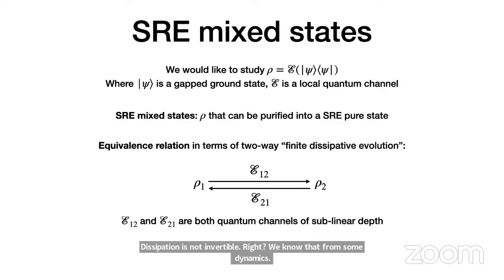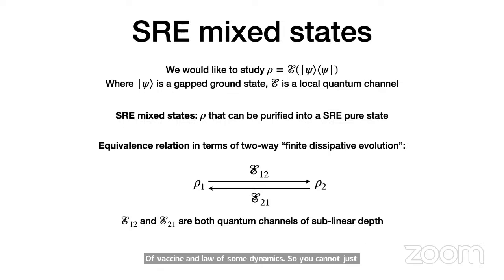So you cannot just say there's a channel that takes you from this state to that state. It doesn't mean that you can go back. But equivalence is really two-way. Right? In order to have an equivalence relation, you have to be able to go between the two states in both ways. Otherwise, you don't get an equivalence. So a natural definition is then to demand a two-way connectivity between the states by quantum channels. Of course, these two quantum channels are not necessarily the same, they can be different.